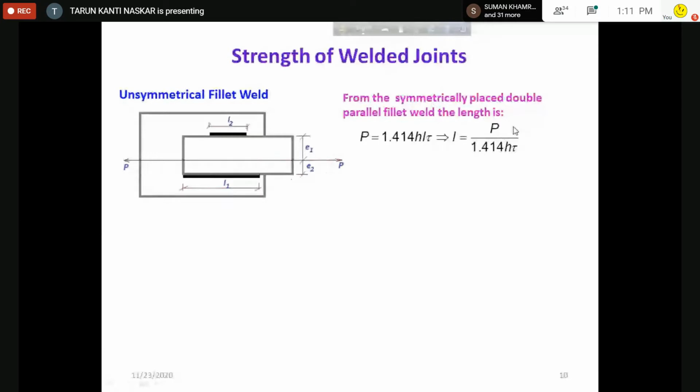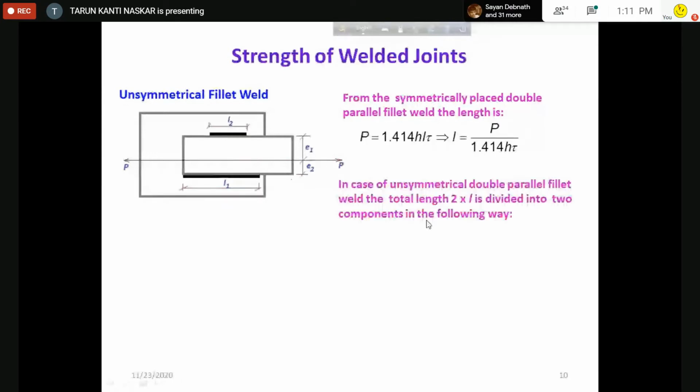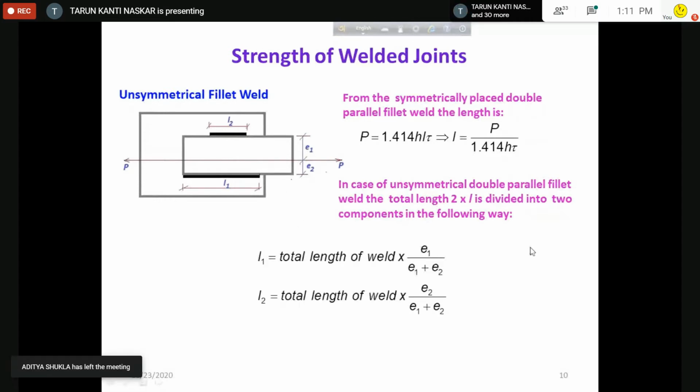Now, in case of unsymmetrical double parallel fillet weld, total length equal to 2 into L, obviously, that is L1 plus L2, and this should be divided into two components, this into L1 and L2 in this manner. That means L1 total length of weld, and see the position of E1 and E2.